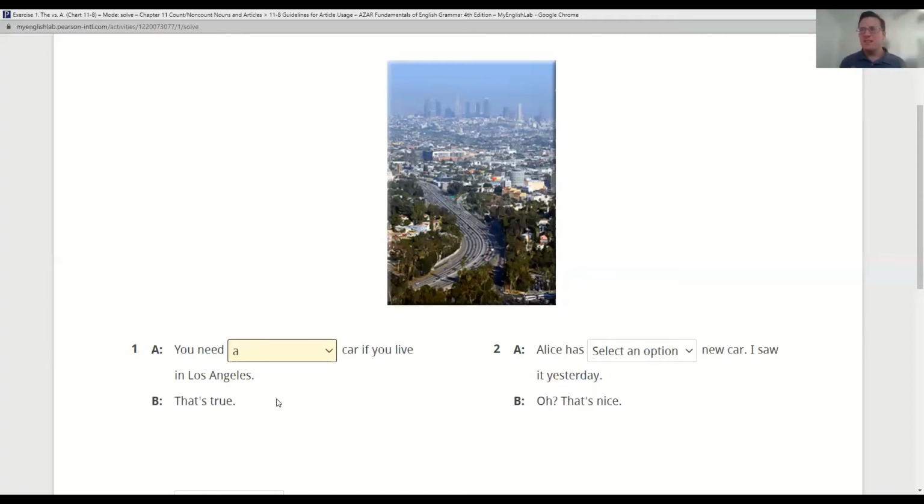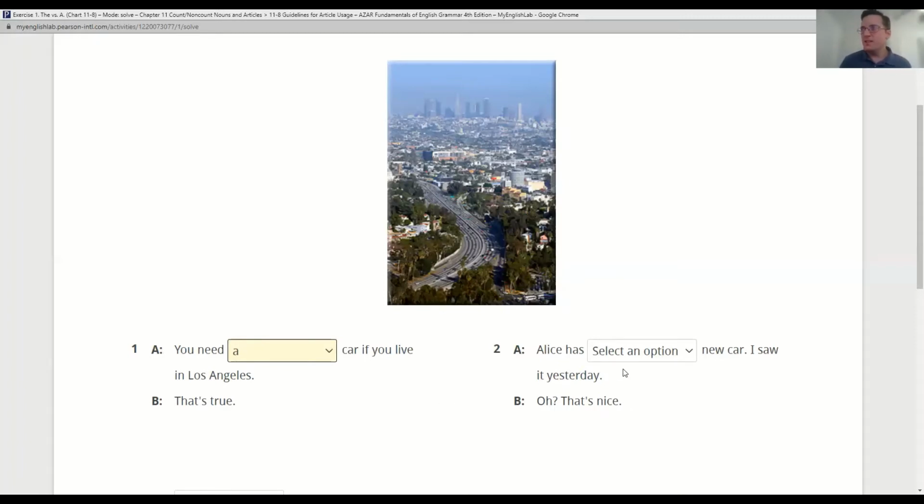It's a big city. It's too far to walk anywhere. The buses and trains don't go everywhere and they take a long time. They're very slow. So really, you need a car if you live in Los Angeles.